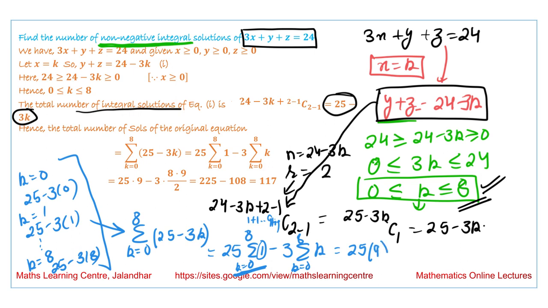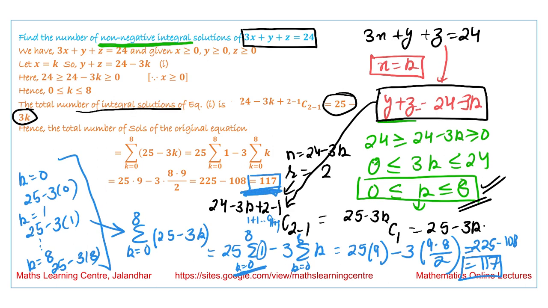So we are saying the value we will have over here is 9 minus 3 into the value of sigma k, when k is varying from 0 to 8. The answer we will have is 9 into 8 by 2. So the answer we will get over here is 225 minus 108, that is equal to 117. So these are the total number of cases we have in this particular question.